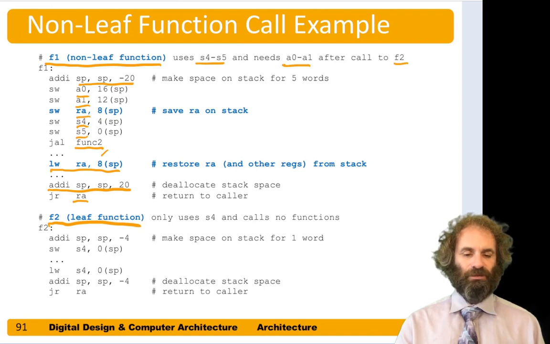F2 is a little simpler. Let's say it's only using S4, that's the only saved register that it needs, and it doesn't call any other functions. So all it has to do is save S4 on the stack. Moves the stack pointer down by 4, stores S4 on the stack, does its business, and then restores S4 off of the stack, brings the stack pointer back to where it was. This should be a +4, and then jumps back to the return address.